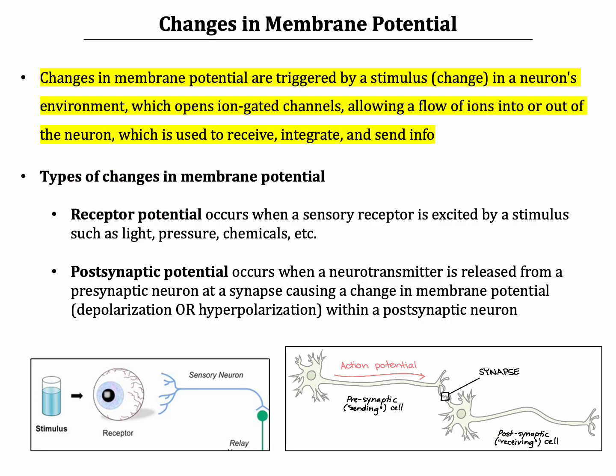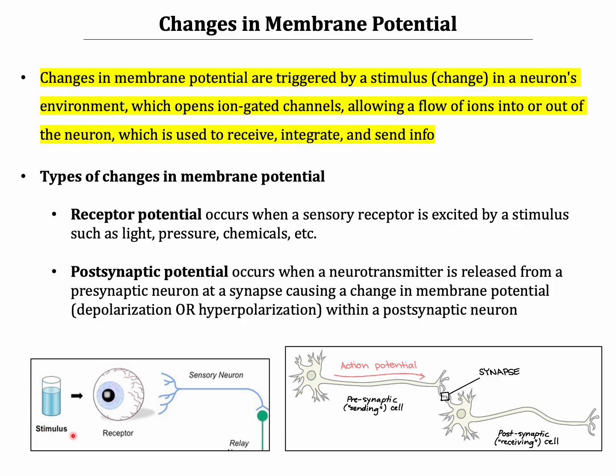Changes in membrane potential are triggered by some stimulus in a neuron's environment. And we can identify types of changes in membrane potential as either a receptor potential or a postsynaptic potential. Either way, that change in the environment opens ion-gated channels and allows for a flow of ions into or out of the cell, and that in turn may or may not trigger an action potential. But that change is used to integrate and send information from one neuron to the next, or one neuron to another cell.